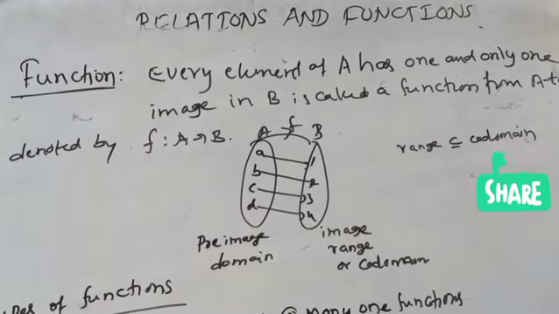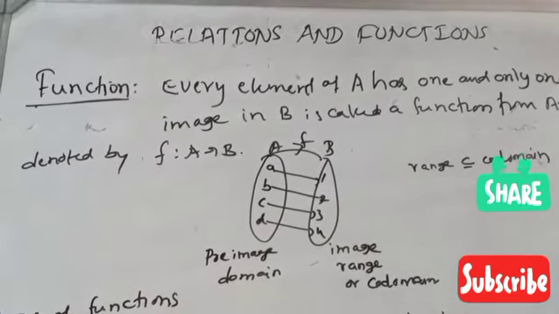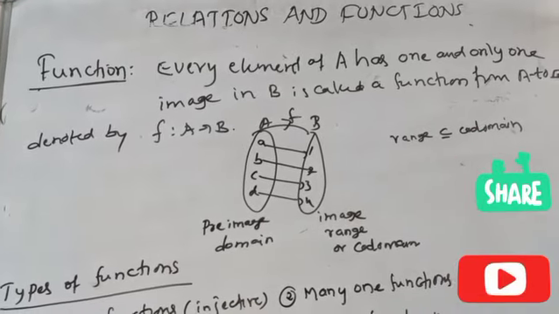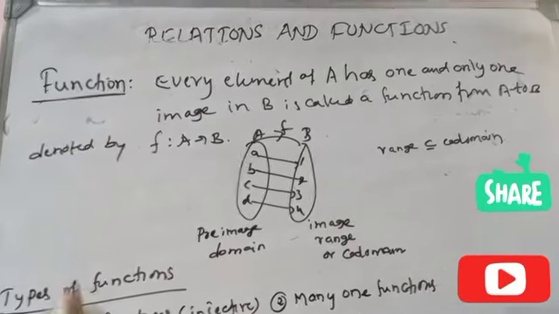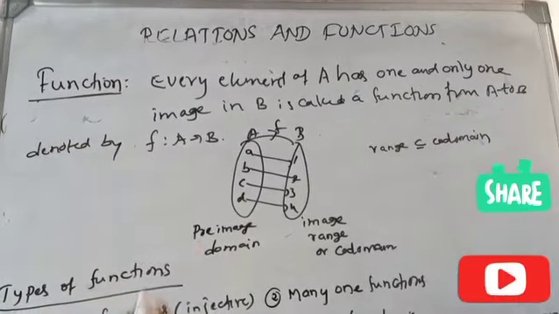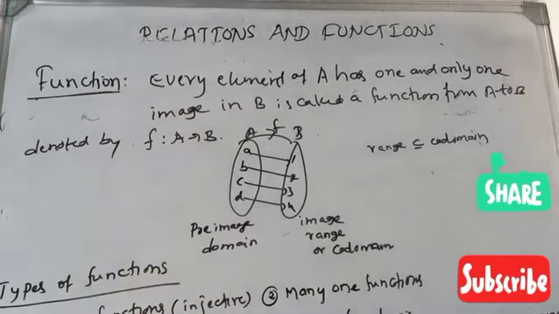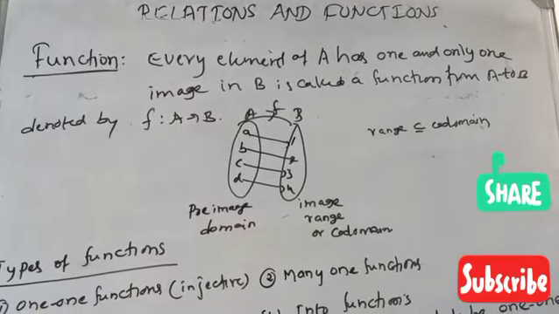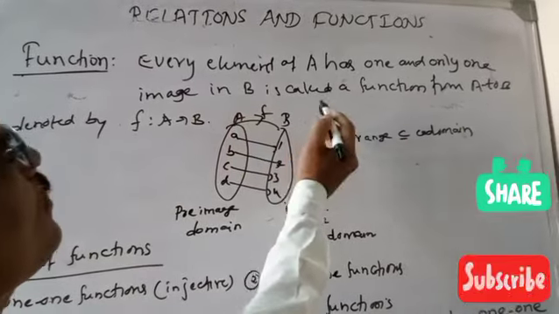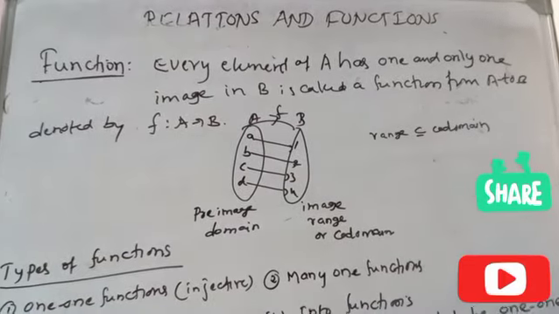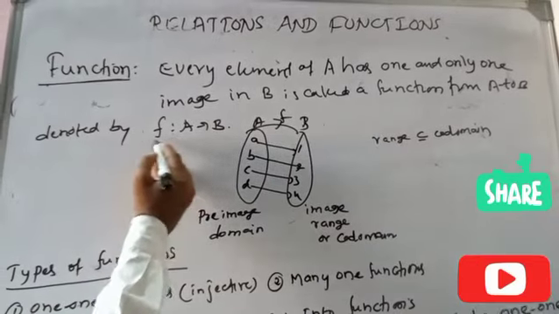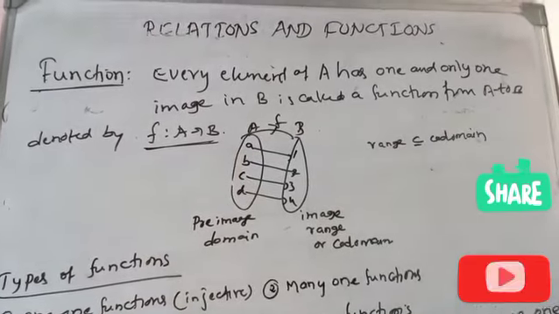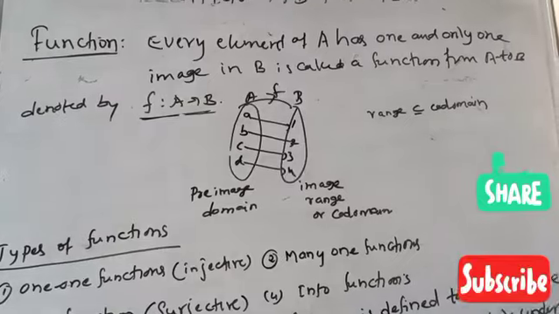Students, today I am going to discuss the function and types of functions. First of all, the definition of a function. A function is defined as: every element of A has one and only one image in B is called a function from A to B, denoted by f from A to B.